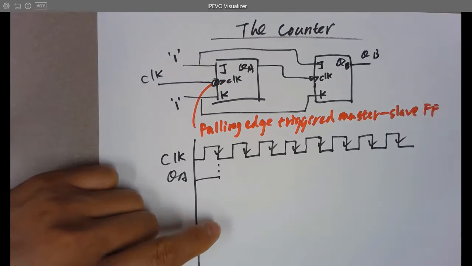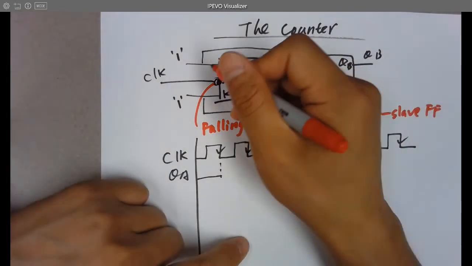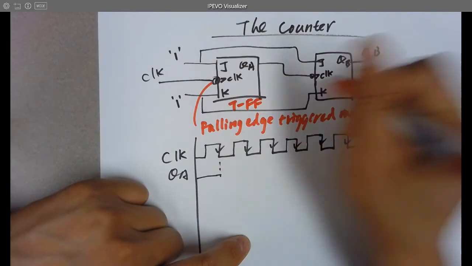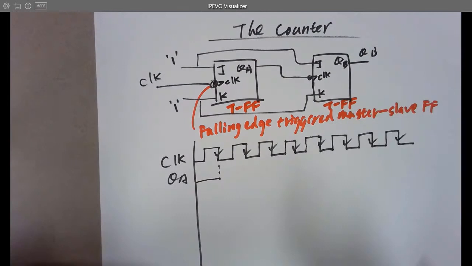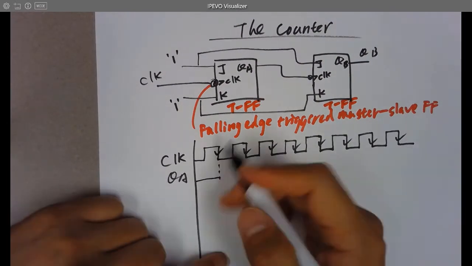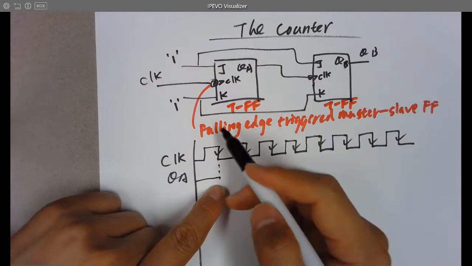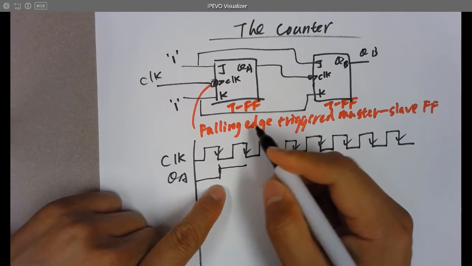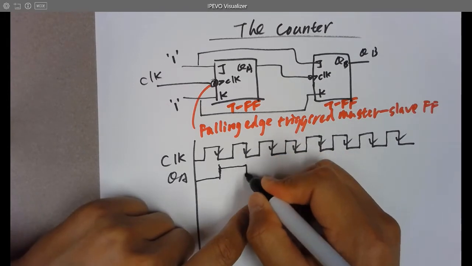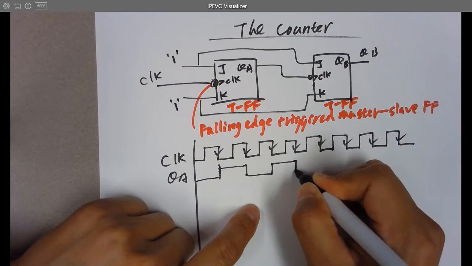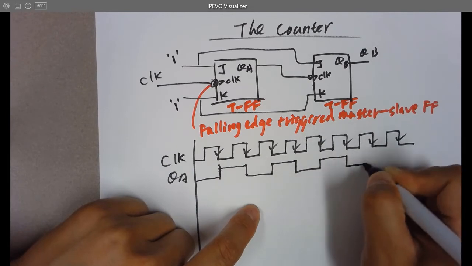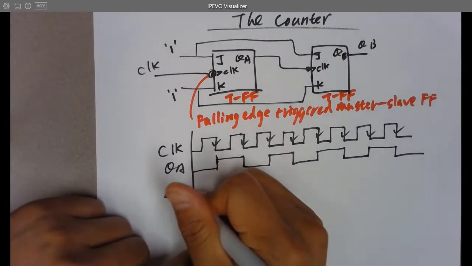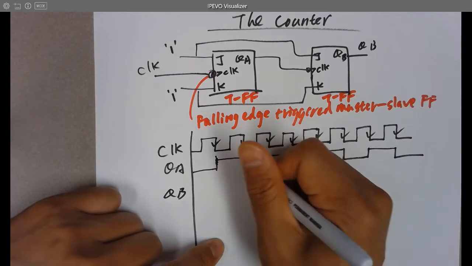because it's a toggling flip-flop. Actually, there is a name for this kind of flip-flop when you short both J and K to 1. It's called a T flip-flop, a toggling flip-flop. Now the output of the first T flip-flop is going to be toggled, and at the next falling edge it's going to be toggled again, and again, and again. And now QA performs as a clock.